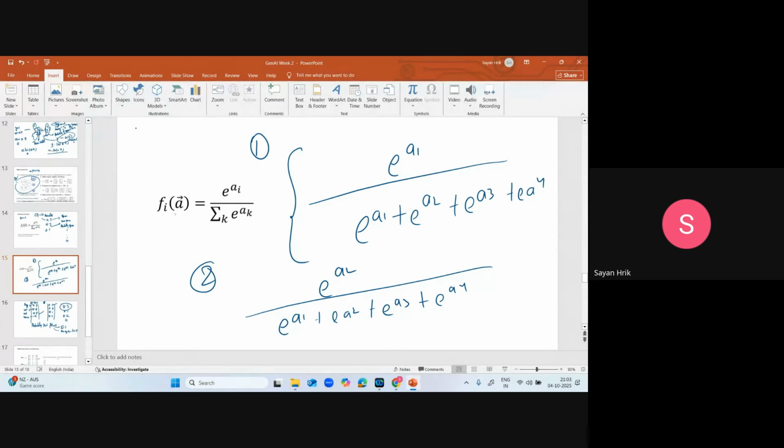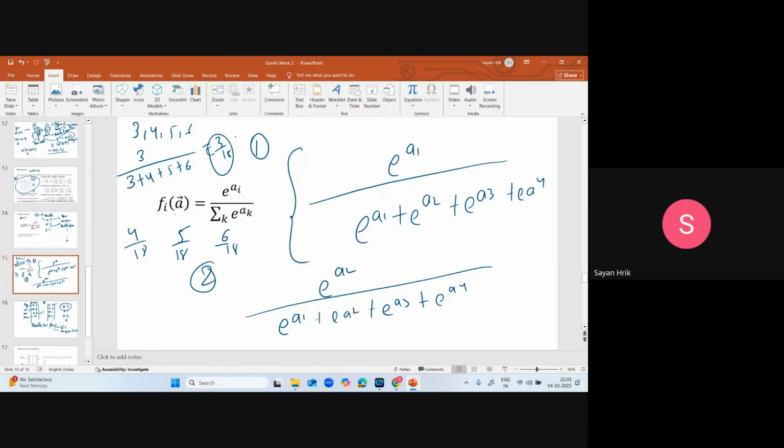Let's assume the values are 3, 4, 5 and 6. For the first one, I'm doing 3 upon 3 plus 4 plus 5 plus 6. What is 3 plus 4? 7, and 5 is 12, and 6 is 18. So this is basically 3 upon 18. For the second one, it is 4 upon 18. For the third one, it is 5 upon 18. For the fourth one, it is 6 upon 18.